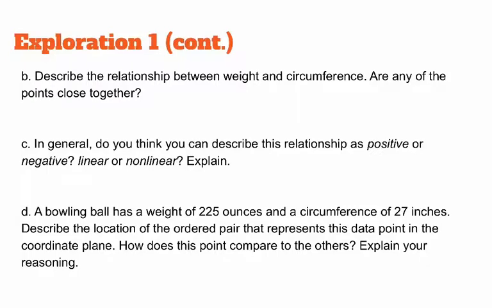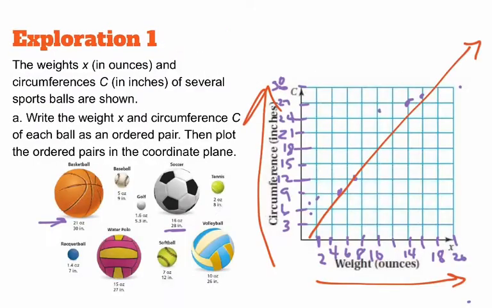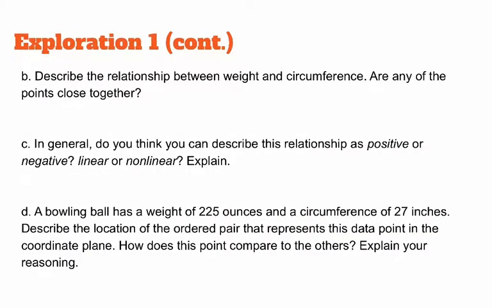Now, that was part B. Number C, do you think it's a positive or negative relationship? Well, hopefully, since both variables are going up, we see that it's a positive relationship. And it's not exactly linear, but if we were to draw a line that models what's happening, that would be pretty close to a linear relationship.